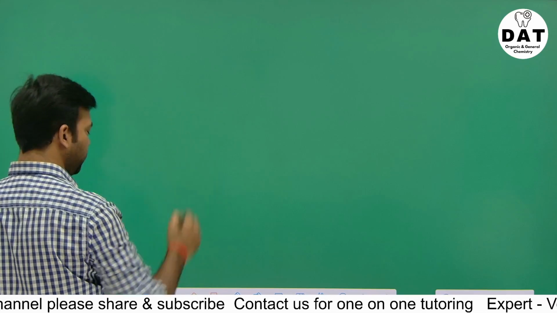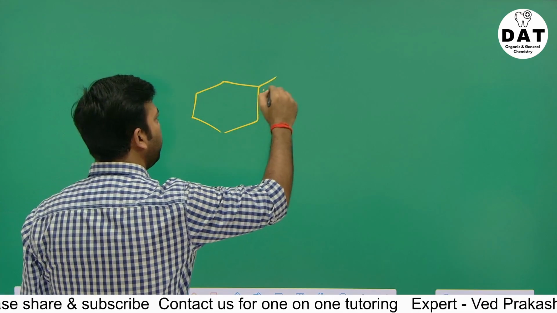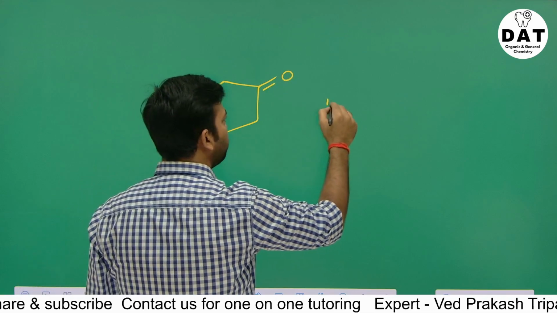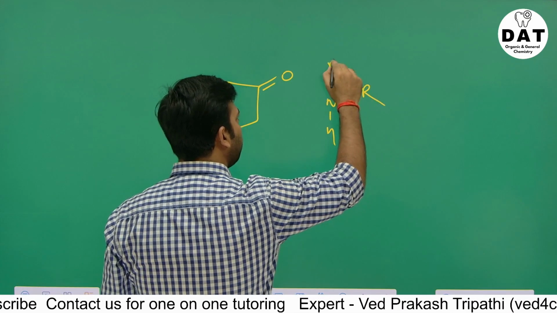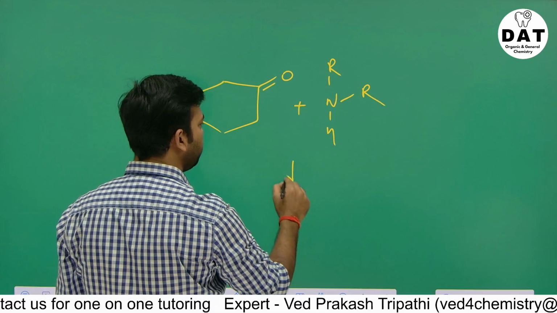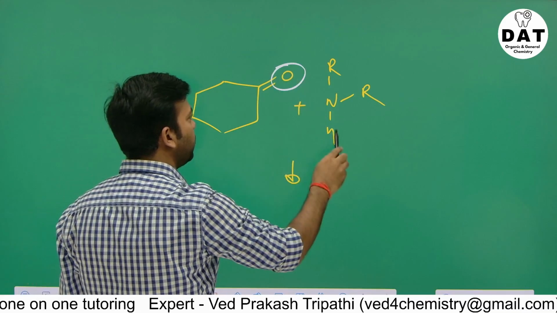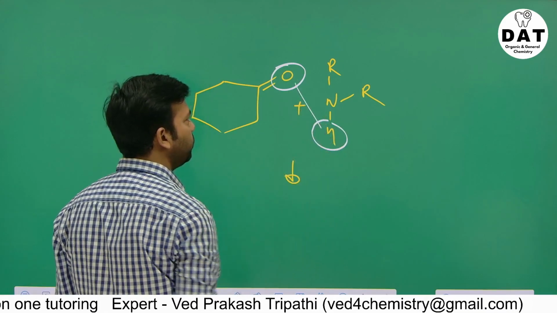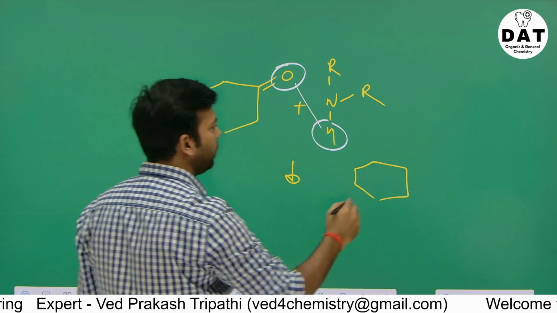Suppose we have this ketone and we are going to use this one, NH, here R and here R. So simple thing is that first of all you can eliminate this oxygen with this nitrogen, remove these two and connect the carbon with the nitrogen like this.